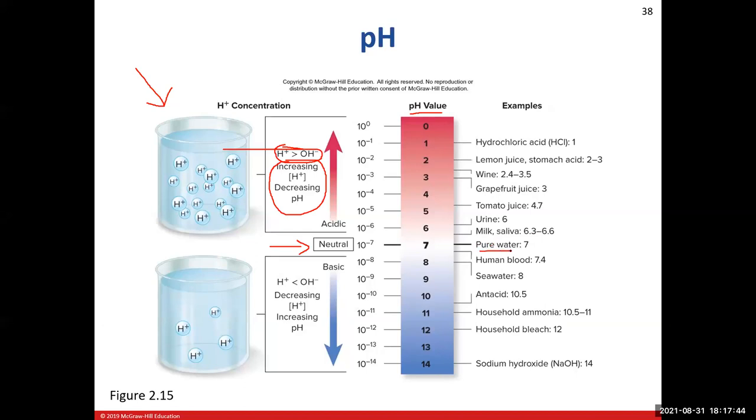And then as we get down to that bottom beaker, where there's only a few hydrogen ions floating around, you'll see that the pH values are going to be larger than 7: 8, 9, 10, 12, 14. So that means that there's going to be fewer hydrogen ions than the hydroxide ions floating around. And so here's our inverse relationship. Decreasing the hydrogen ion concentration, we're going to increase our pH value.